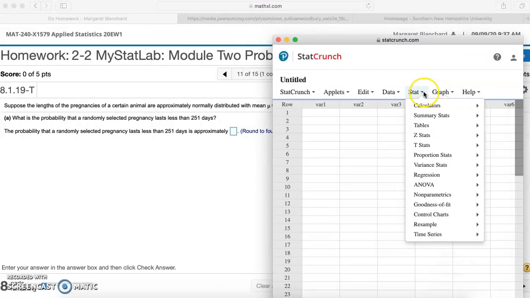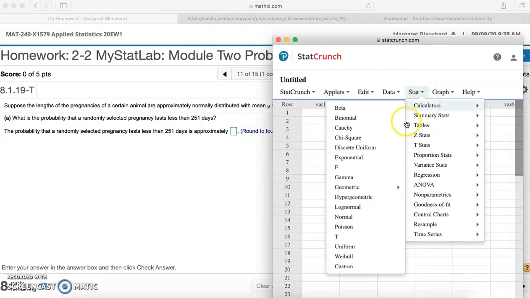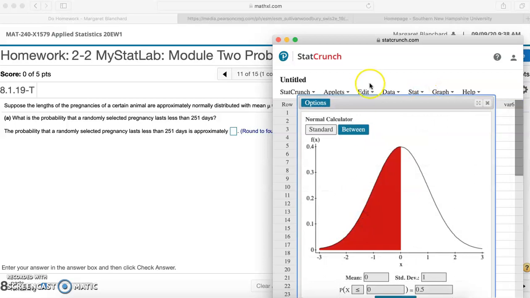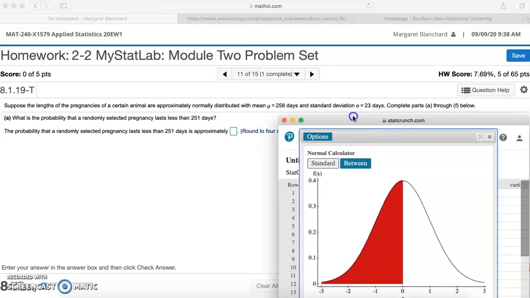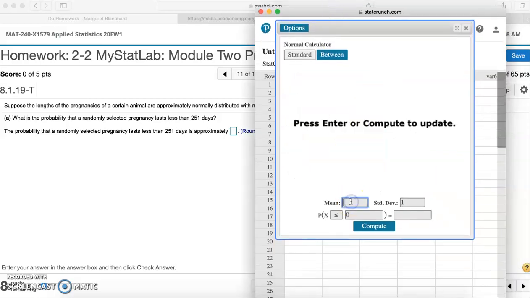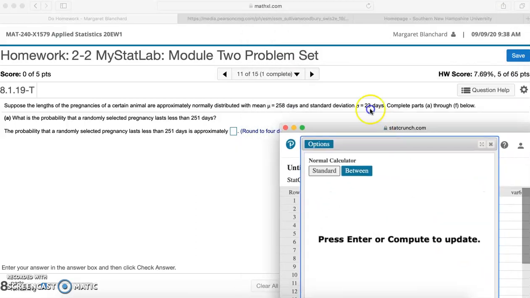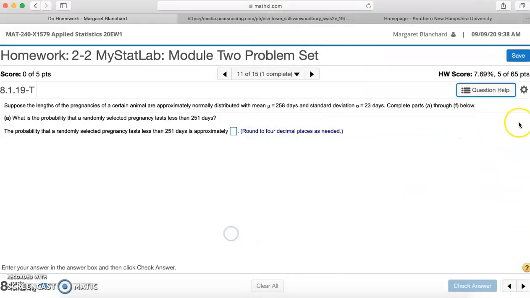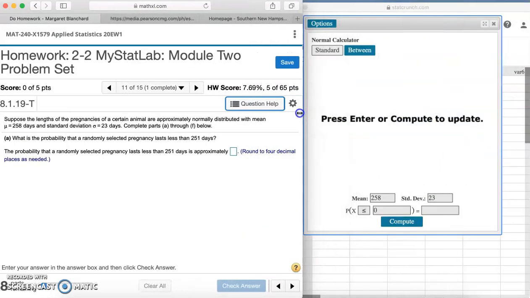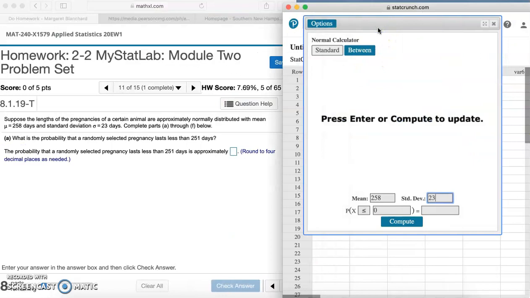We're going to go to stat and calculators, and we're going to go down to normal. See our nice little normal distribution here. So it's saying we were given a mean and a standard deviation. So we are going to switch this from 0, since we don't have standard normal distribution. We just have normal, 258 and 23 days. Let's make this a little smaller so we can see all this together. All right, so now we've got this set up.